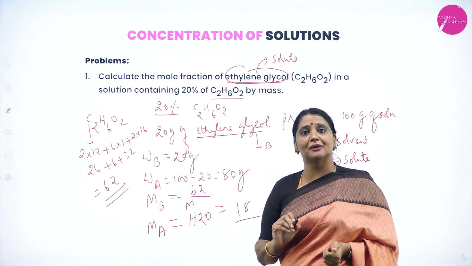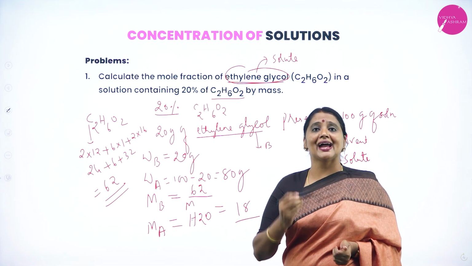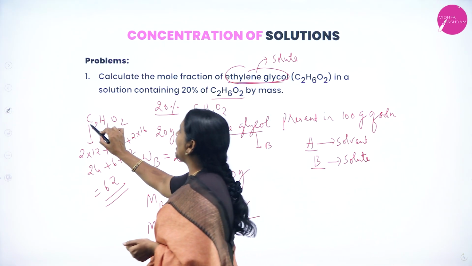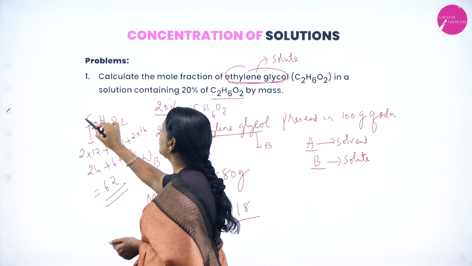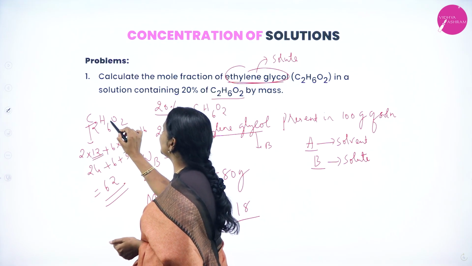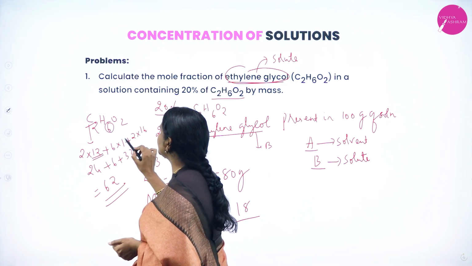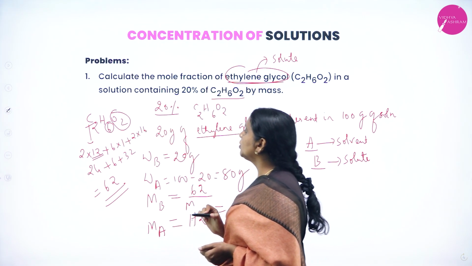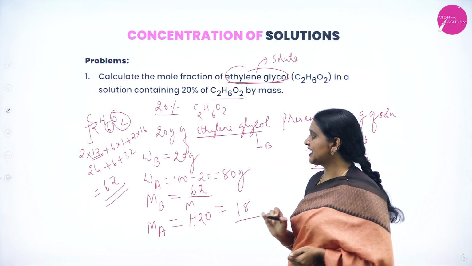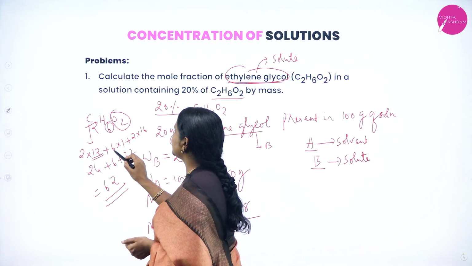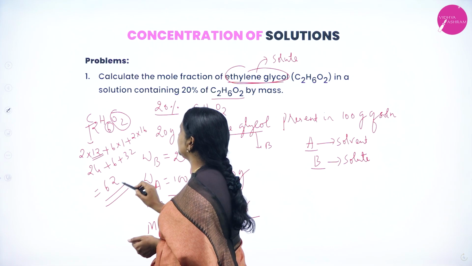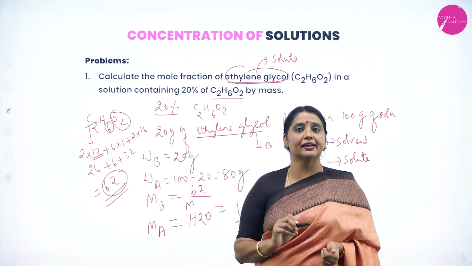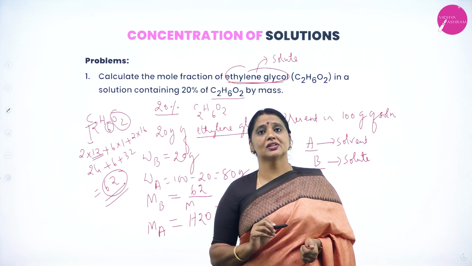How can we get molecular mass? Molecular mass is obtained by adding atomic masses. For example, here 2 atoms of carbon are there: 2 into the atomic mass of carbon, 12. Here 6 atoms of hydrogen: 6 into the atomic mass of hydrogen, 1. Here 2 atoms of oxygen: 2 into the atomic mass of oxygen, 16. So 12 2s are 24, 6 1s are 6, 16 2s are 32. Totally, its weight is 62. The molecular mass of ethylene glycol is 62.